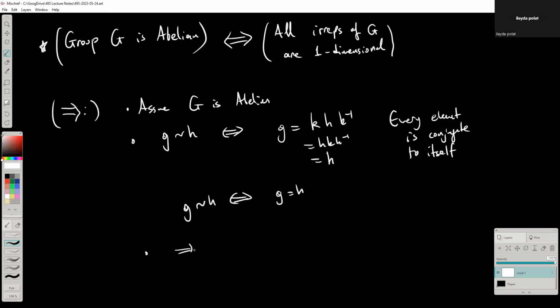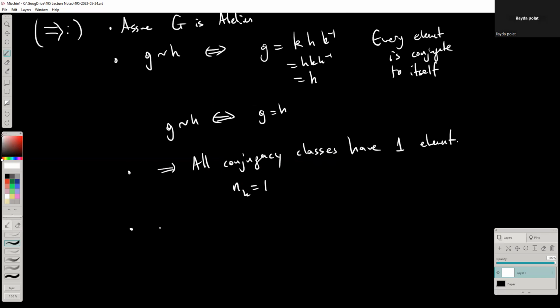This therefore implies that all conjugacy classes have one element, okay? So each of these conjugacy classes has only one element, which means that the number of conjugacy classes C is equal to the order of the group. But we also know that this is equal to the number of irreps.